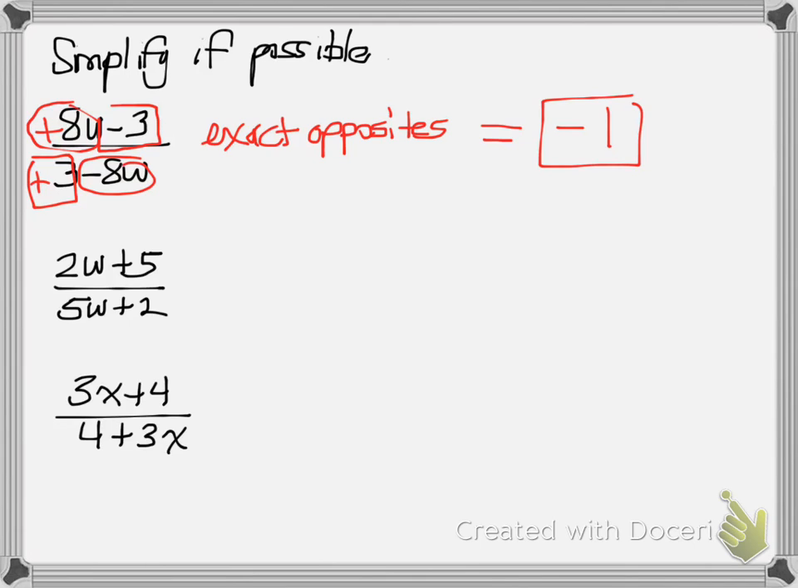So for the second one, I have a 2W plus 5 and a 5W plus 2. I ask myself, can they be factored? No. Okay, 2W plus 5 can't be factored, and neither can 5W plus 2. So then I ask myself, are the terms the same? So in my numerator, I have a 2W. In my denominator, I have a 5W. That's not the same. And then in my numerator, I have the number 5. And in my denominator, I have the number 2. That's not the same. They're not opposites. So the answer would be can't be simplified because they're not opposites and they're not the same. Okay?